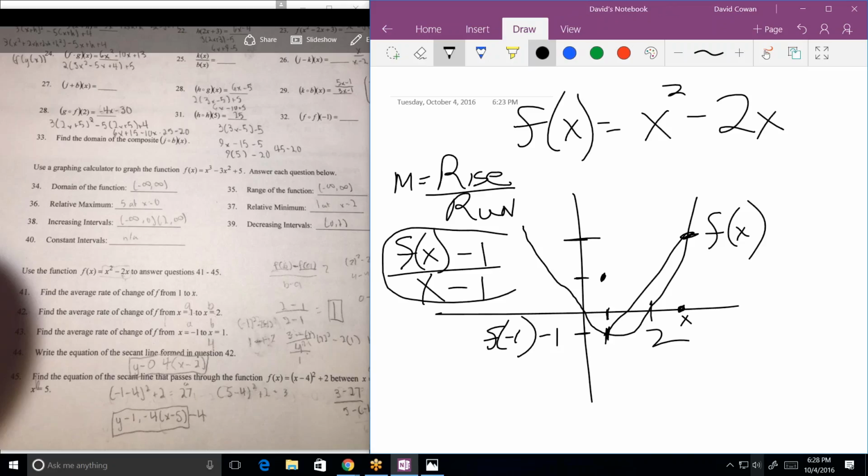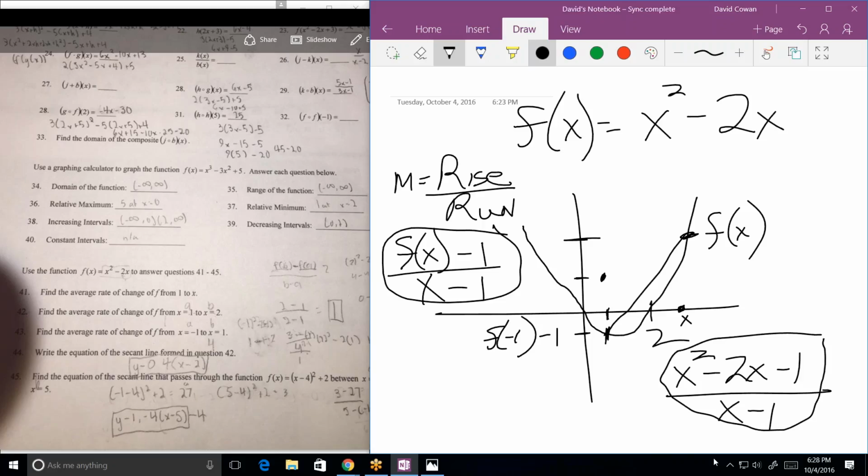There's your answer. f of x is x squared minus 2x. So your real answer is x squared minus 2x minus 1 all over x minus 1. And that factors into x minus, no it doesn't. That's your final answer for 41. Okay? Much harder than 42, you'll see. I'm going to erase that one.